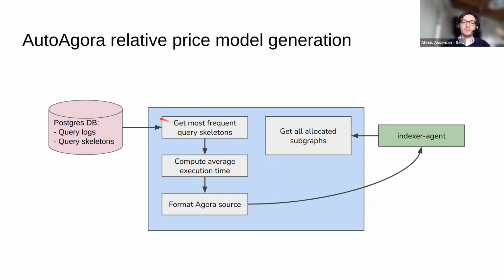At the same time, AutoAgora determines which subgraph it has to generate Agora models for by asking the indexer agent what subgraphs we are actually allocated on right now. So it will not generate models for subgraphs that we are indexing off chain or something else. Only subgraphs that we're currently allocated on and thus serving right now.